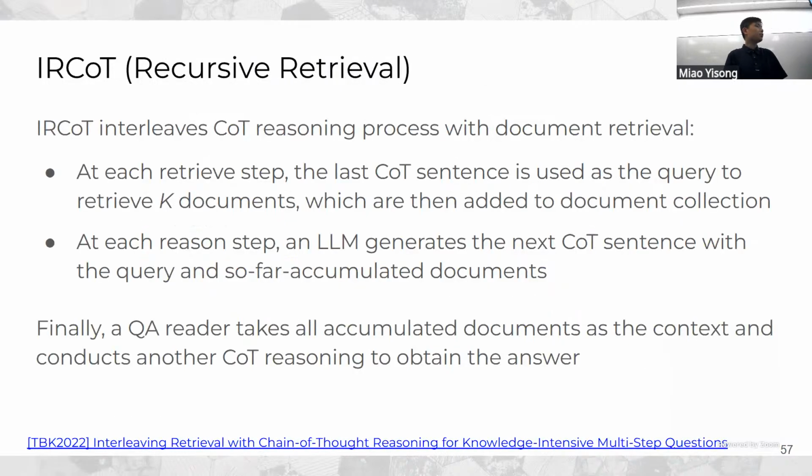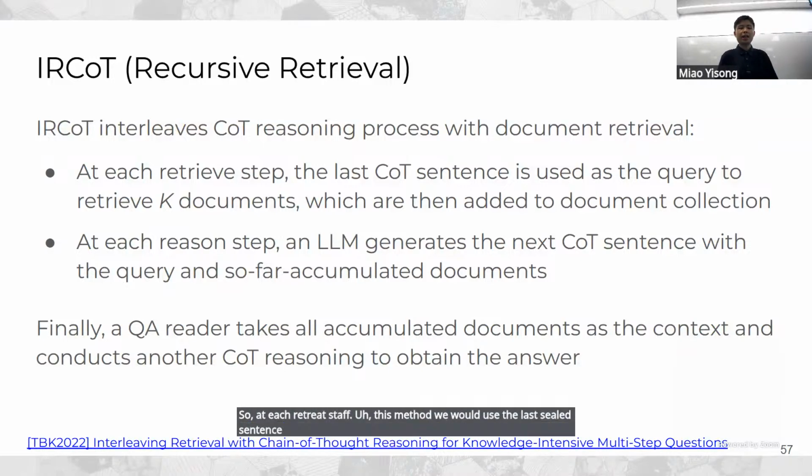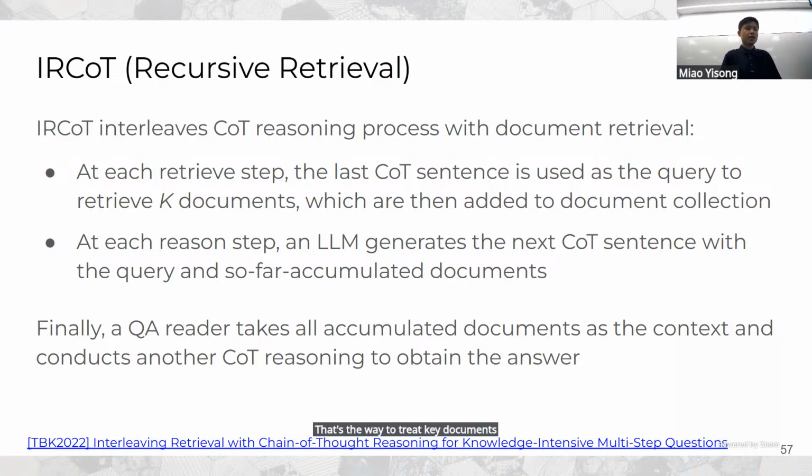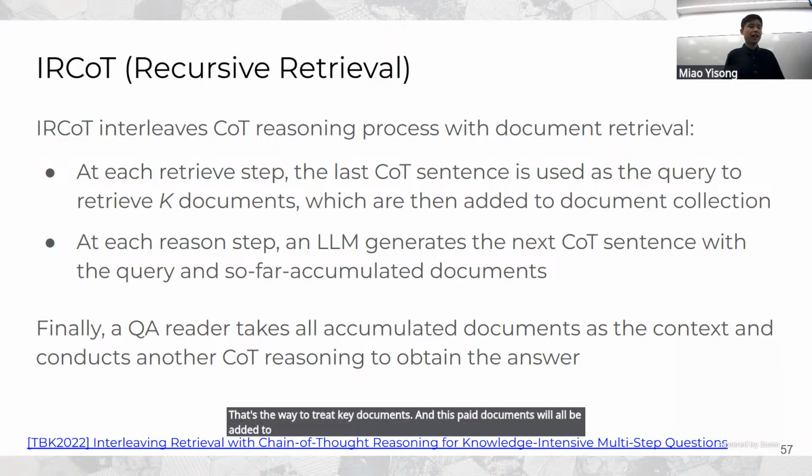Next, we will talk about recursive retrieval, and I will introduce IRCoT as an example. From its name, you can very easily imagine that this method will iterate the CoT reasoning process with document retrieval. So at each retrieve step, this method will use the last CoT sentence generated by an LLM as the query to retrieve key documents. And these key documents will all be added to a document collection.